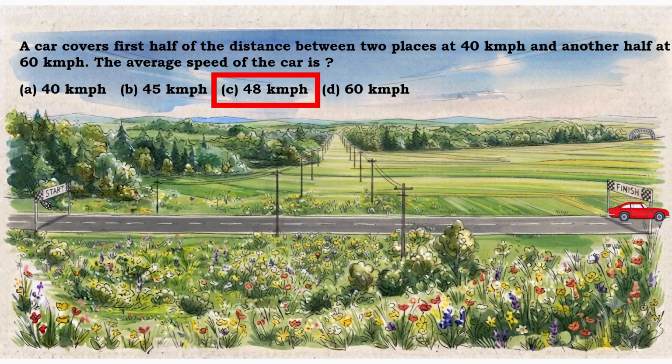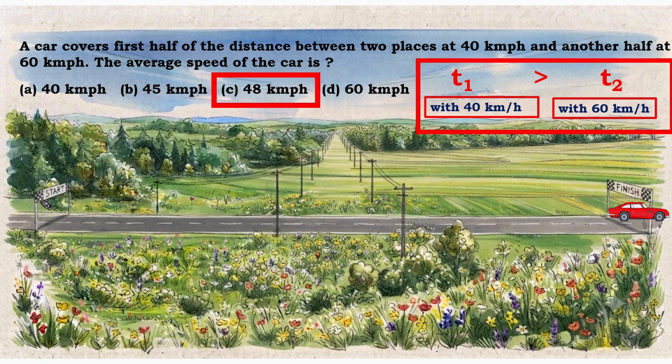Notice something interesting here. Even though the two speeds are 40 and 60 kilometers per hour, the average speed is not 50 kilometers per hour. That's because the car spends more time traveling at the slower speed than at the faster speed.